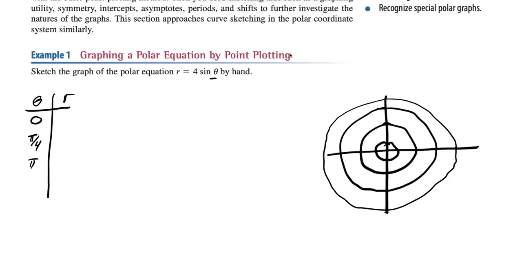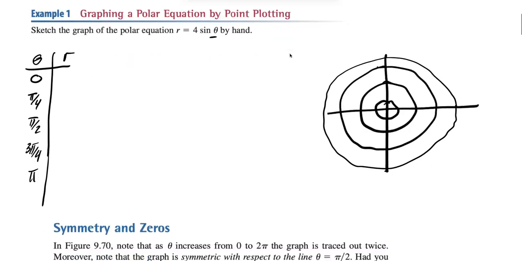pi over 2. Let's go 3 pi over 4, pi. Probably want to go full circle, so I might do more. Maybe let's go 3 pi over 2, and then 2 pi. I might just start with that. So we have r equals 4 sine theta. So first one, we're going to go 4 sine of 0.